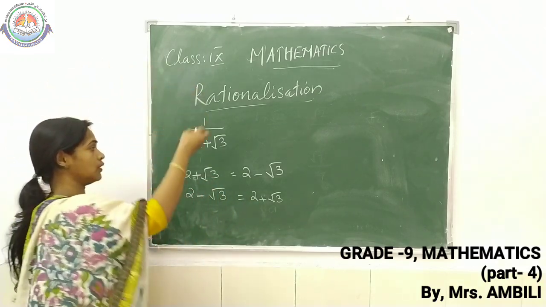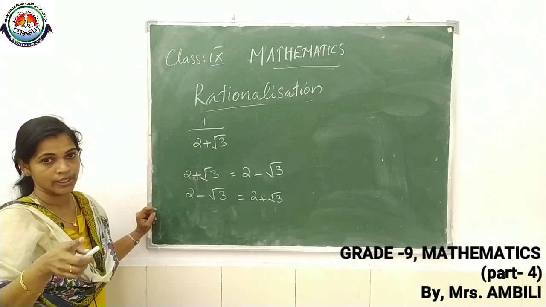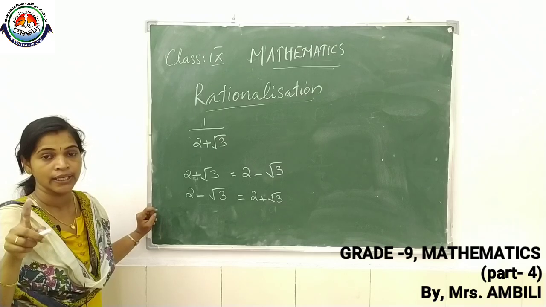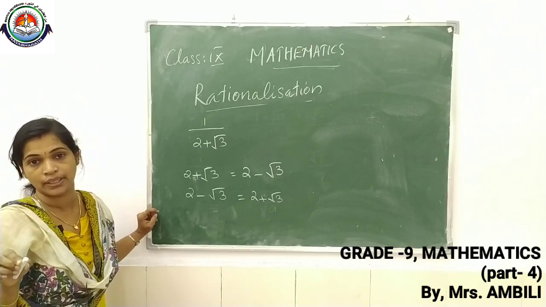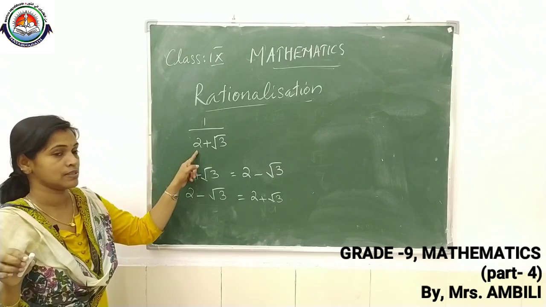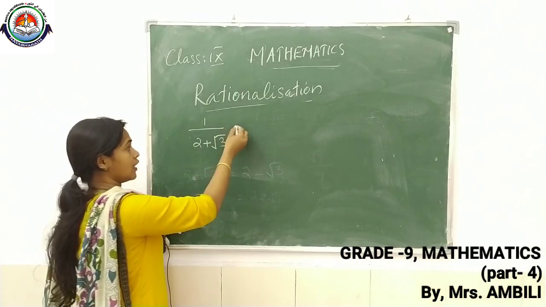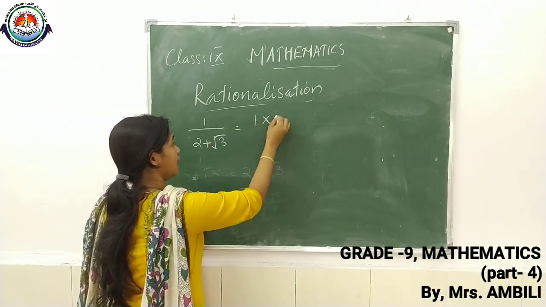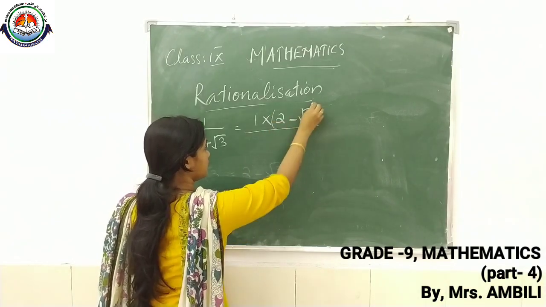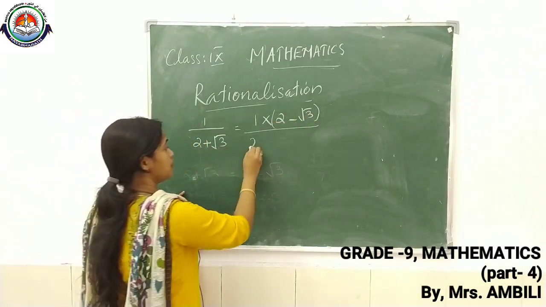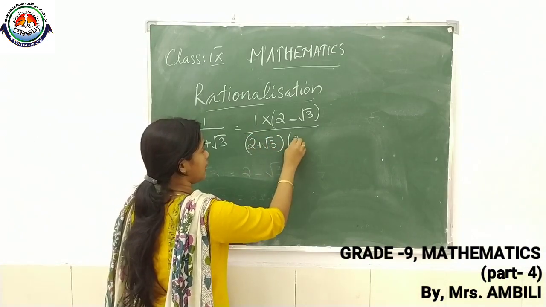Okay? So here you look, what is our denominator? 2 plus root 3. So we need to multiply the numerator and denominator with 2 minus root 3, that is the conjugate of 2 plus root 3. Clear? So 1 by 2 plus root 3, we are going to multiply 1 into 2 minus root 3 divided by 2 plus root 3 into 2 minus root 3.